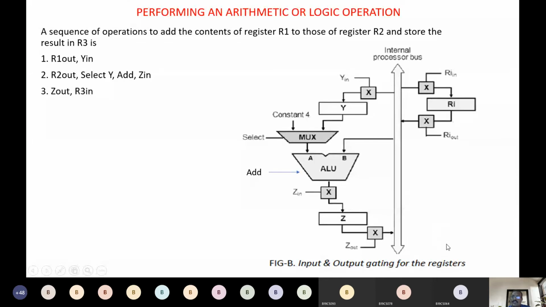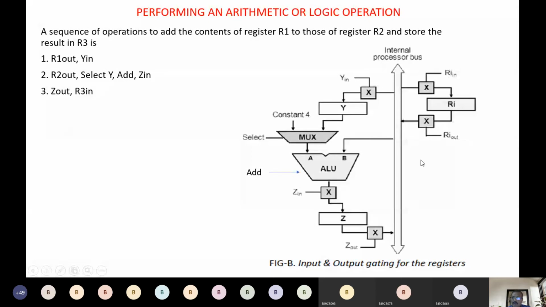For this, we are sending the data from R1, by making R1 out to 1. When we make the out signal 1, data flows from R1 to the Y register. In order for Y to receive data, we are making Yin 1 so that it can take input. In for input, out for output. So whatever data we get from the R1 register is taken as input to Y.